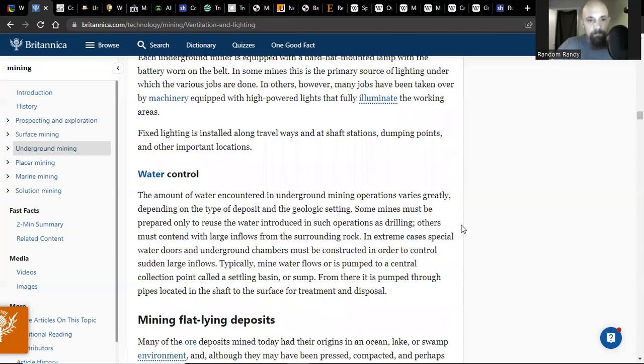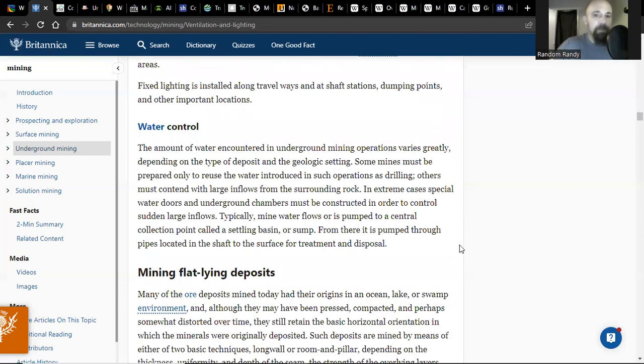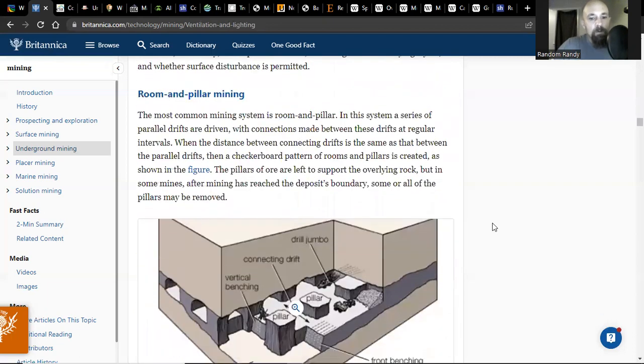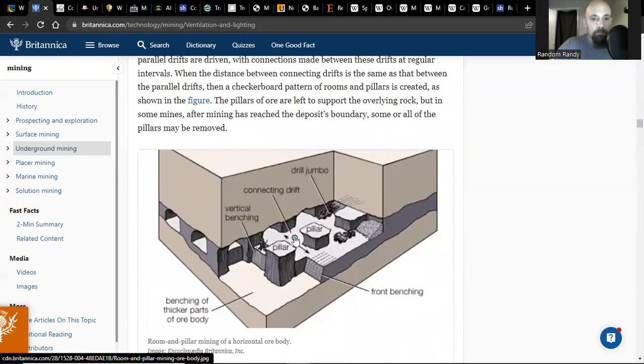Now, it depends on what you're mining, how much water you're going to use. Okay. So let's look at room and pillar mining. Now, this is common in salt mining, for example. So the pillars are left to support the overlying rock. We have the vertical and the horizontal, and we have the drill excavating here.